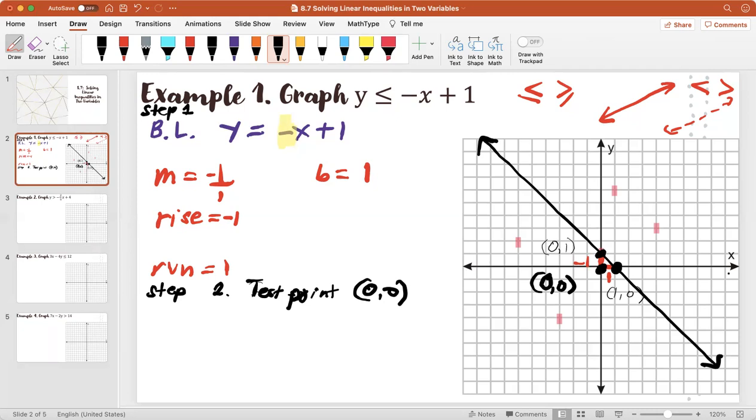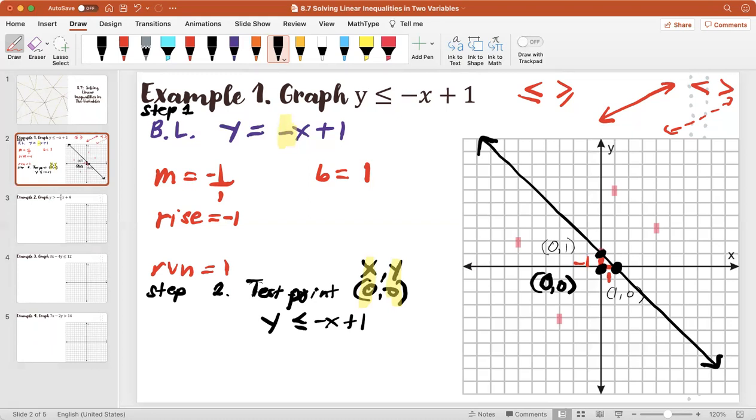So let's check this test point. The test point 0, 0 means that your x is 0, and y is also 0, right? You agree? That's your x0, y0. In an ordered pair, the first element is always your x. So making use of this inequality now, let's go back to the inequality y less than or equal to negative x plus 1. When you're doing step 1, it's an equation, the boundary line. When you're doing step 2, your test point, it's the inequality now that you're going to use.